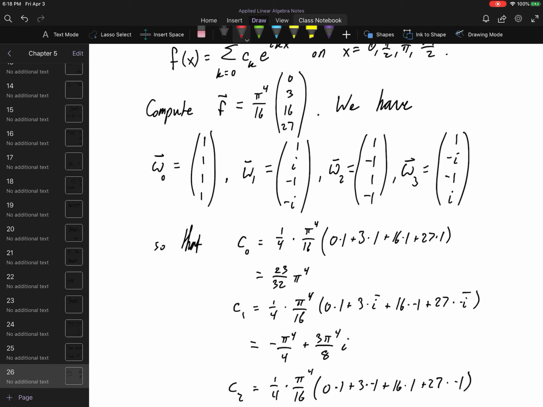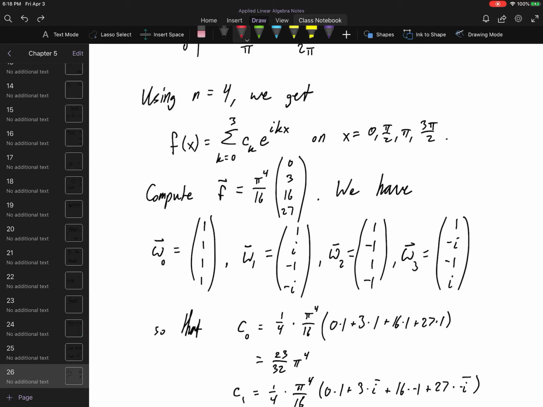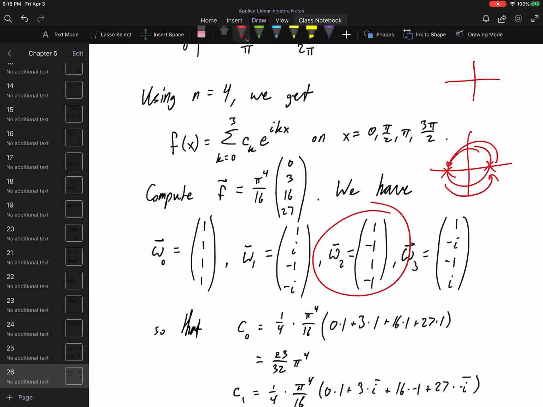So remember, omega 0 is always ones. Omega 1 just says start at 1 and then work your way around the unit circle. So I get the 1, the i, the minus 1, and the minus i that I just erased upstairs. And then let's go to omega 2. Omega 2 says start at 1 and skip by 2's. And I'm going to wind up effectively repeating myself if I do that. So I wind up with this vector here for omega 2.